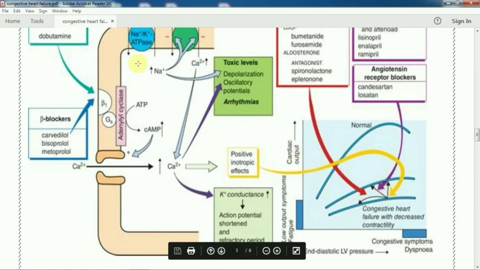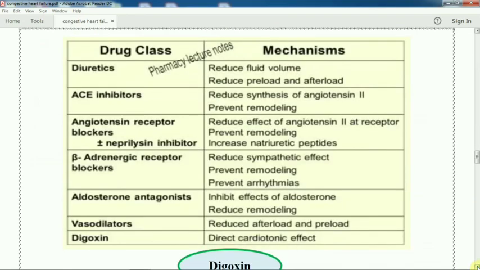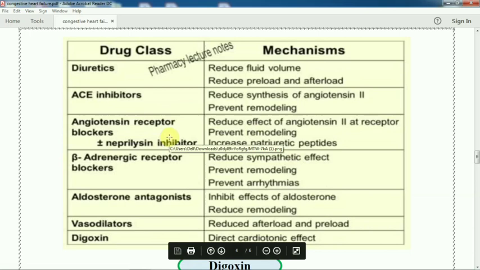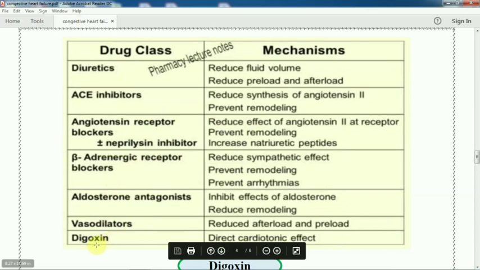So how does digoxin act? See the mechanism of action. This is the overall mechanism. Diuretics reduce the fluid volume and reduce preload and afterload. How do diuretics help in the congestive heart failure patient? They reduce the preload and afterload, and as a result increase the cardiac output. Similarly, ACE inhibitors, angiotensin receptor blockers, beta adrenergic receptor blockers, aldosterone antagonists, vasodilators, digoxin.